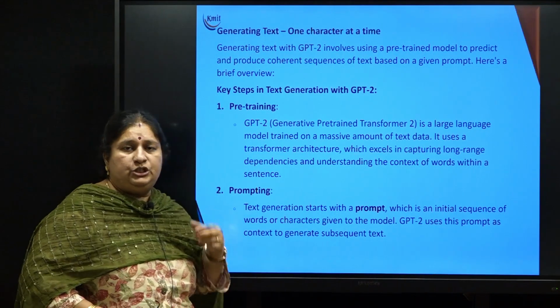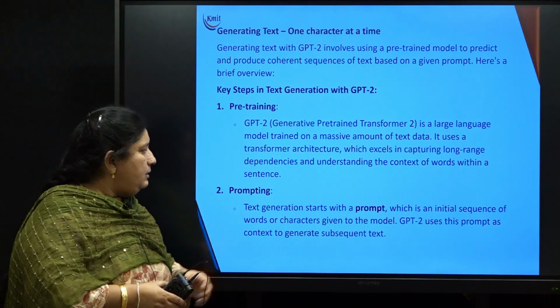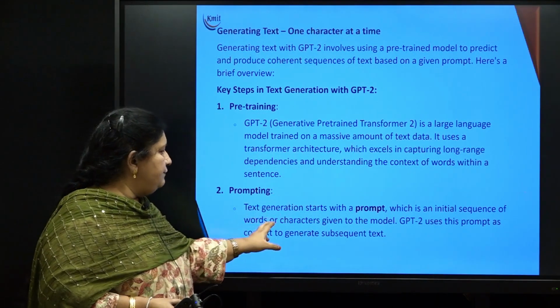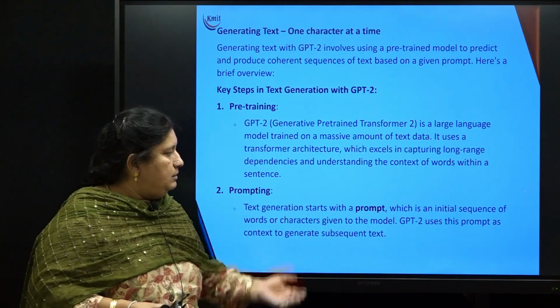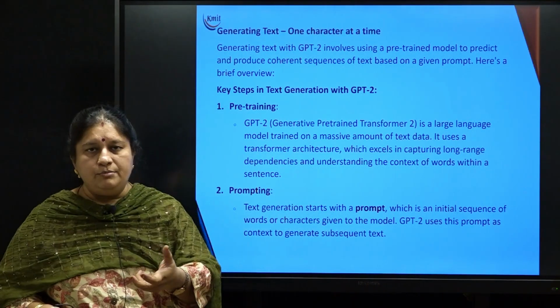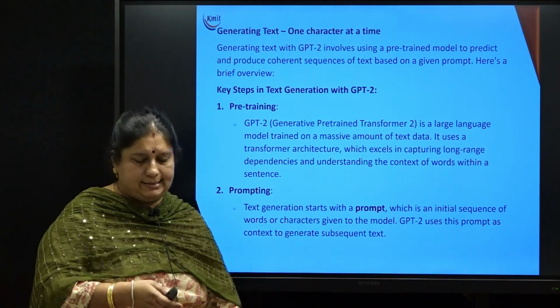Prompting. The GPT-2 text generation always starts with a prompt, which is the initial sequence of words or characters which we are submitting to the model. The model uses this prompt as context to generate the subsequent text.